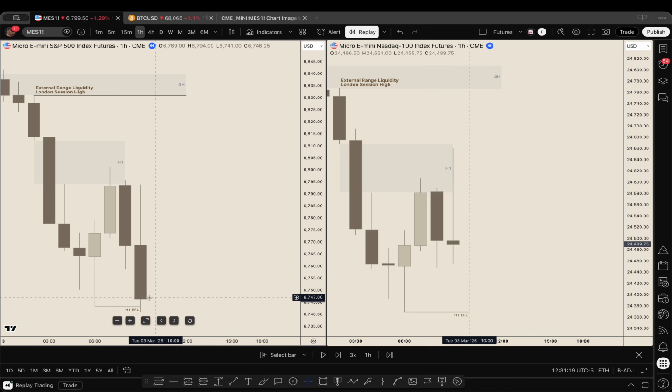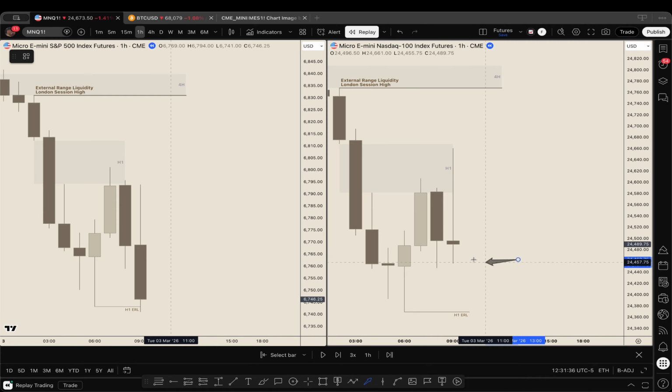During the 9 o'clock candle on the 1 hour, which is also market open on the 15-minute, you can see that price does hit external range liquidity on the S&P, but take a look at NASDAQ. NASDAQ is nowhere near the external range liquidity level down here. Instead, it's moving back into the 1 hour imbalance. So I'm going to drop down to the 15-minute and I'll show you what that looks like.